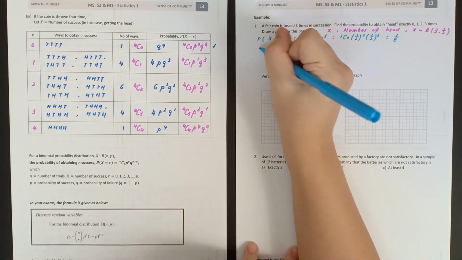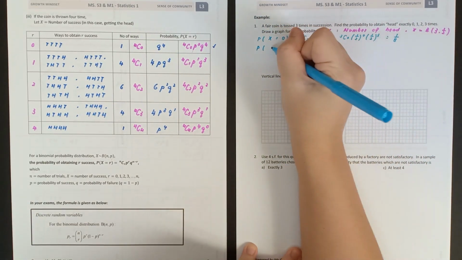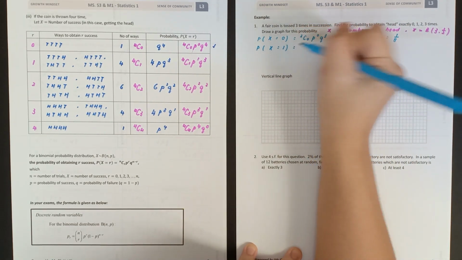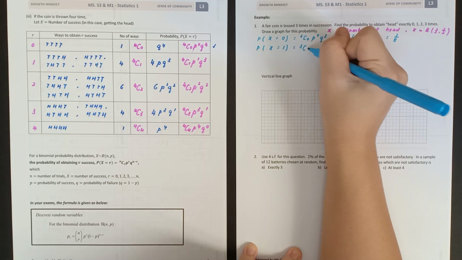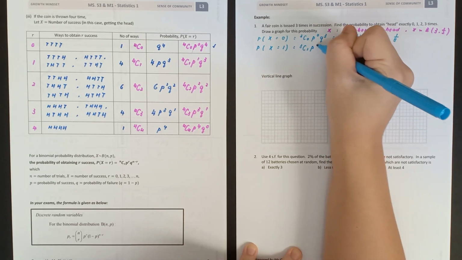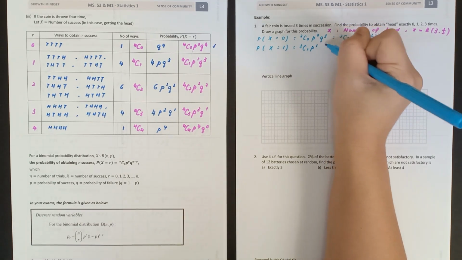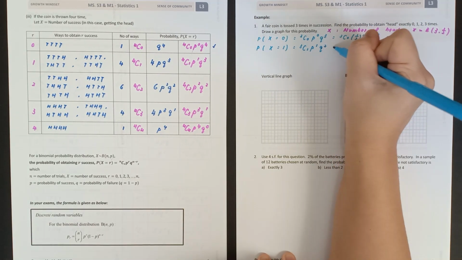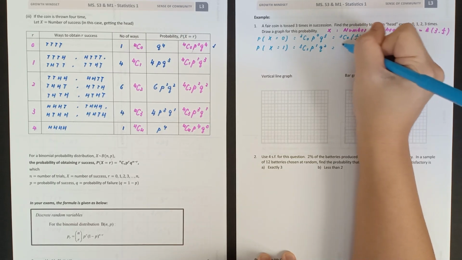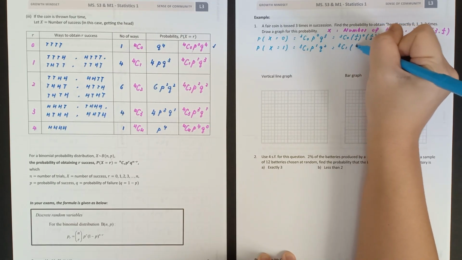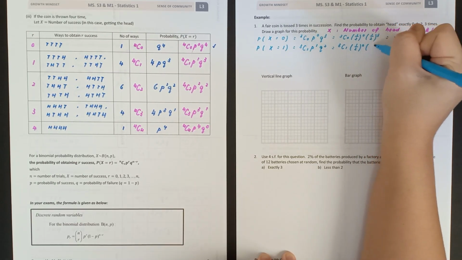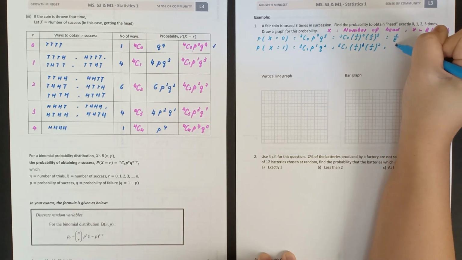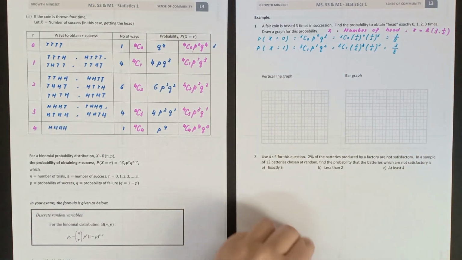Then do the same thing. The probability of getting the number of successes, or number of heads, equals to 1 is, out of the 3 times, 3C1, probability of success power 1, then q, total 3 minus 1, you get power 2. So 3C1, p power 1, q power 2, and you will be able to get 3 over 8.